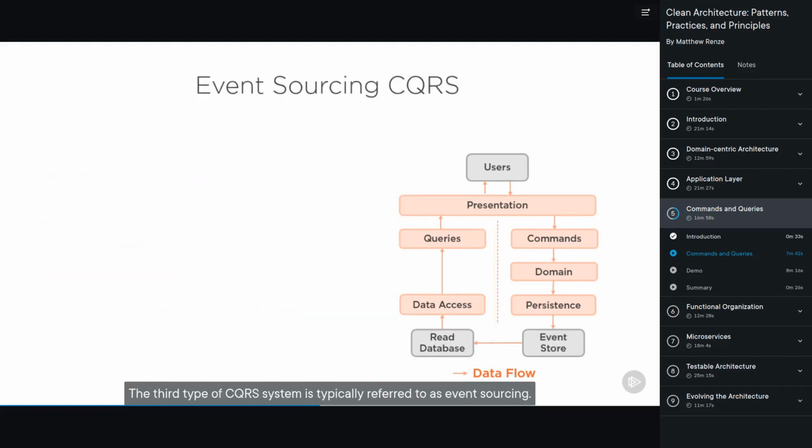The third type of CQRS system is typically referred to as event sourcing. The main difference here is that we do not store the current state of our entities in a normalized data store.